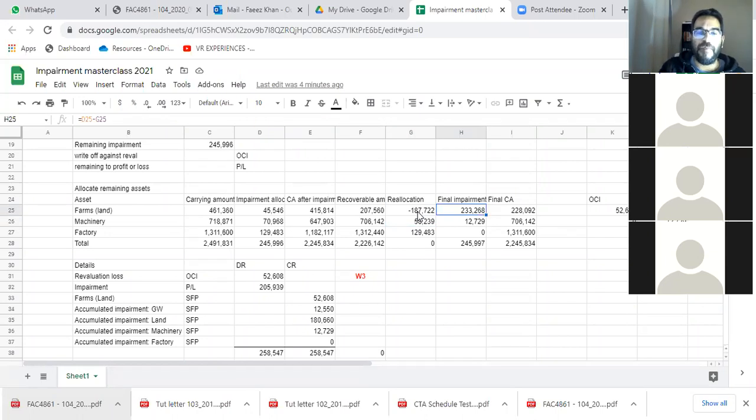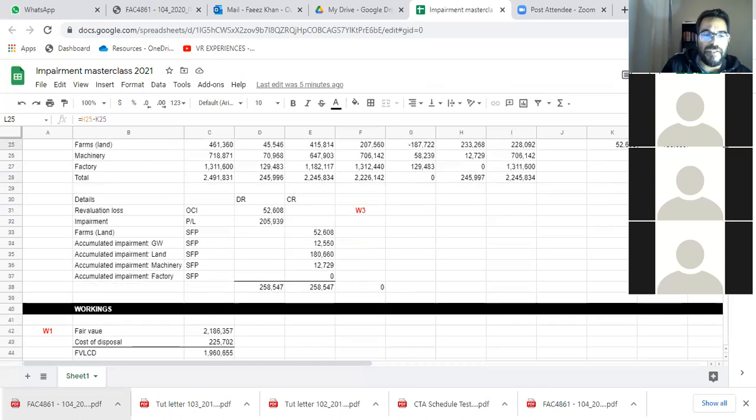So your final impairment is simply initial impairment allocation minus the reallocation. Okay, so that gives you your final impairment. So your final carrying amount becomes carrying amount before impairment minus final impairment. Okay, so that's important. All you need to know is that this impairment needs to be split between OCI and P&L. There will only be an OCI if that asset is a revalued asset. The land is a revalued asset, therefore we did that split. So just be aware of that. Okay, so that is the journal entry.